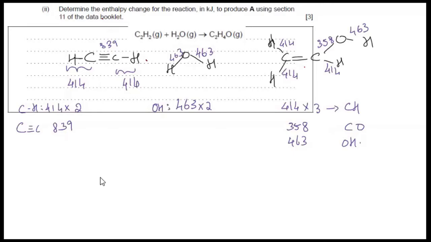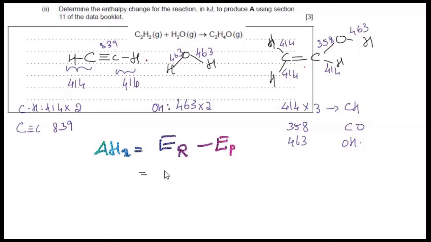Be careful when we are using bond enthalpy data to calculate the enthalpy of a reaction. It is always energy of the reactants minus energy of the products. I'm highlighting it as reactants first followed by products. This is only when we are depending on bond enthalpy data. So this will be equal to reactants.